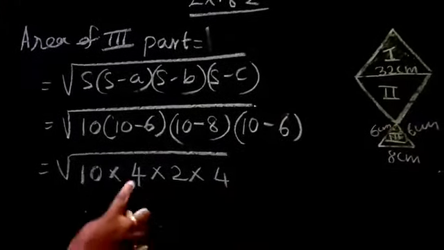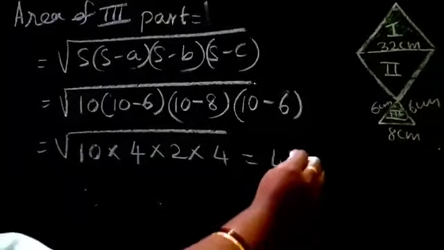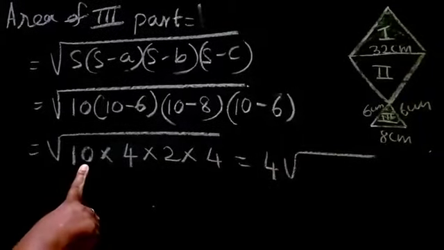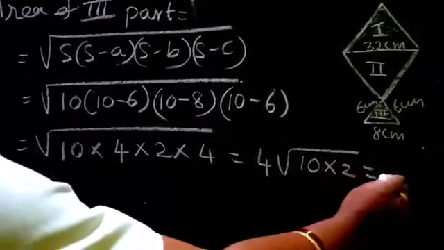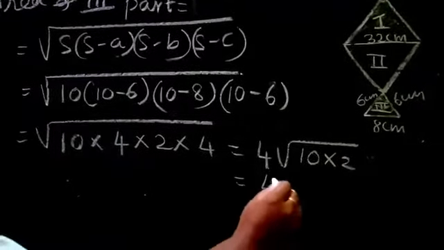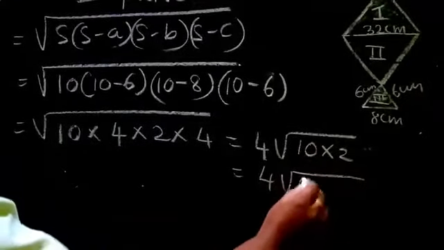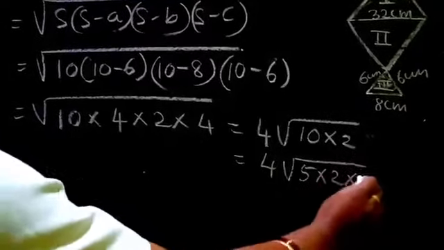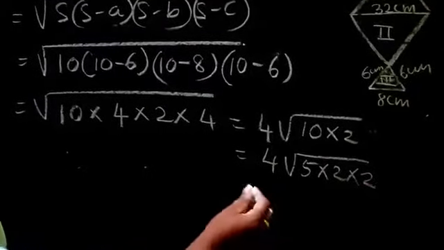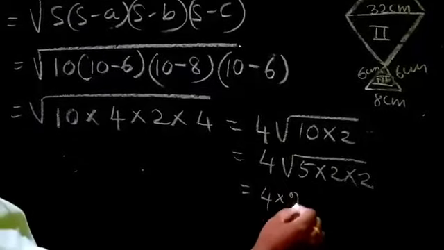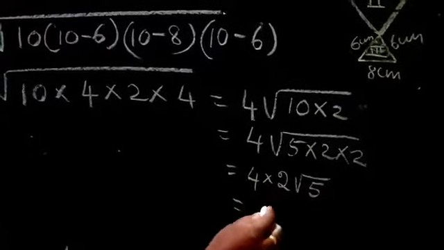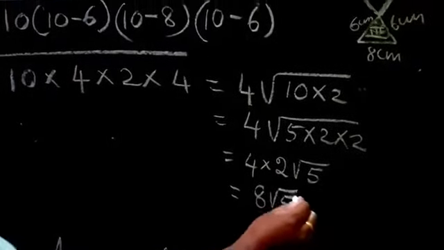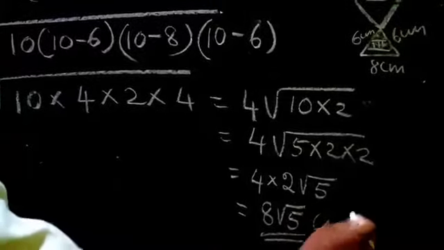We have here 2 times 4. We can take 1 four out. So we have here 10, 10 is 5 twos are 10. Again one more 2 you have here. 2 times 2, we can take outside one 2. So here we have inside square root of 5. Now 4 twos are 8. 8 into square root of 5 centimeter square.